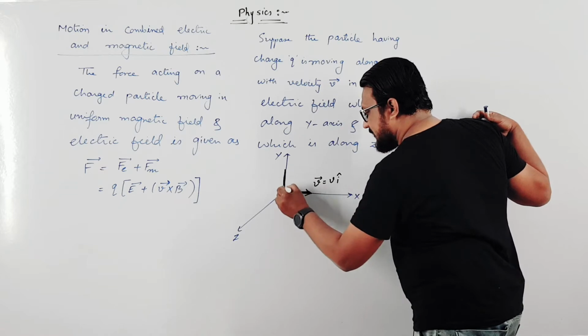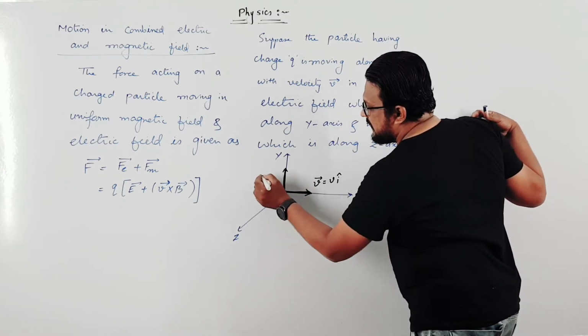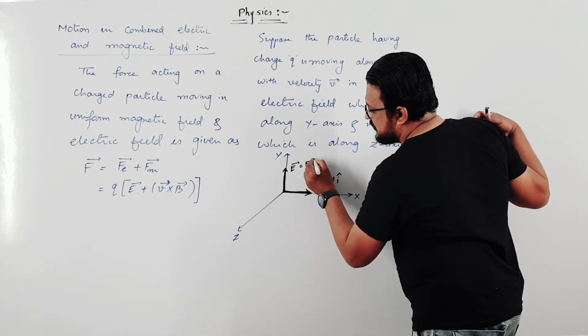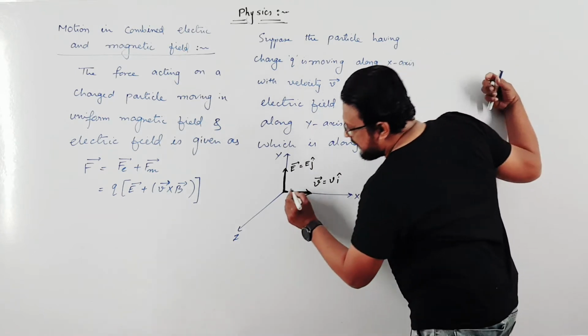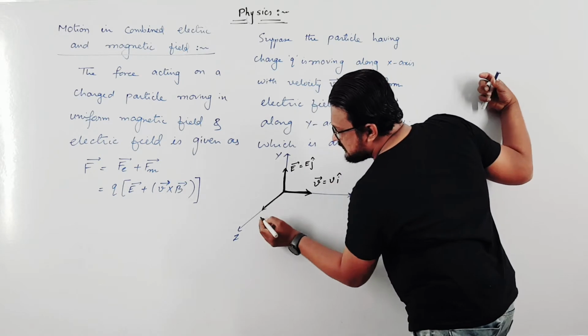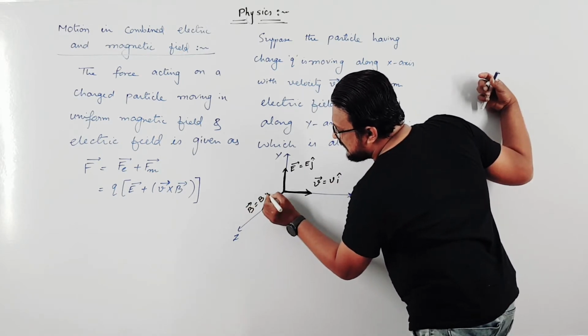Electric field is along the y-axis. So you can say that the E vector is E j cap. And the magnetic field is along the z-axis. So this is the direction of the magnetic field, which is vector B, equal to B k cap.